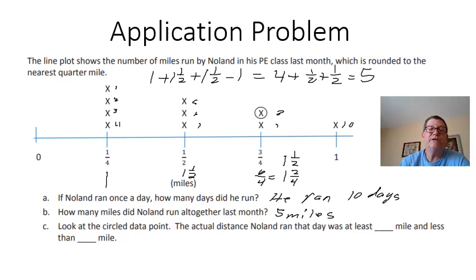Now the last one says, look at the circled data point. The actual distance he ran that day was at least, I can see that it was at least 1/2 a mile, and it had to be less than 1 mile. Because he had to run just a little bit more than a half because it was rounded to 3 quarters. And it had to be a little less than a mile because it was rounded to 3 quarters. Okay? All right.